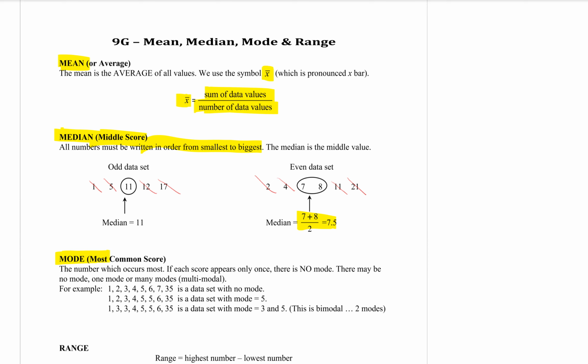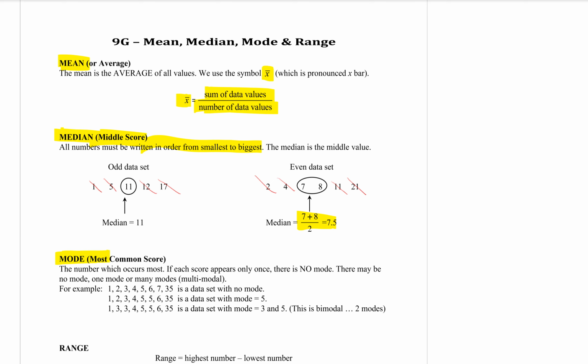Okay? All right, the next one, mode. Mode stands for most, and I think this one's the easiest one to remember because they both start with MO, mode and most. Okay? So you're looking for the score that happens the most in your set of data. Now, it is possible that there is no mode, and that means that no score is repeated. If you have a look at these scores here, 1, 2, 3, 4, 5, 6, 7, 35, no score happens more than once. So that would be no mode.